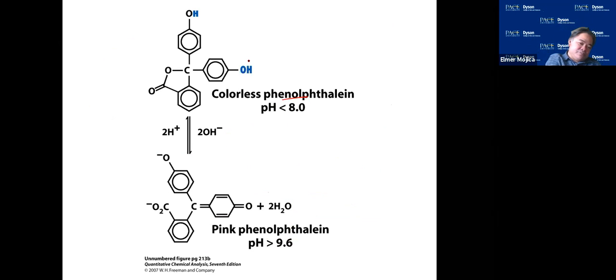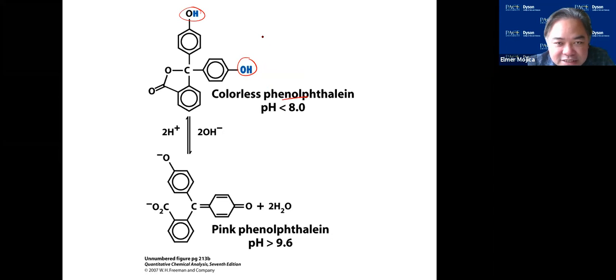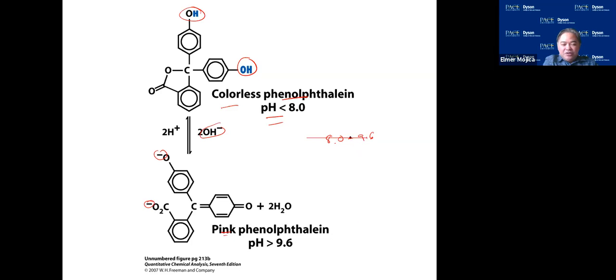So if it is at a pH less than 8, wherein all of this area that I encircled is protonated, you have a colorless phenolphthalein. But if you add hydroxide ion, what does the hydroxide ion do? It will abstract the hydrogen that you have here, so it becomes deprotonated here. It will become pink. So we could say the transition that we have here is between 8.0 and 9.6. Below 8, it's colorless. Above 9.6, it's pink.